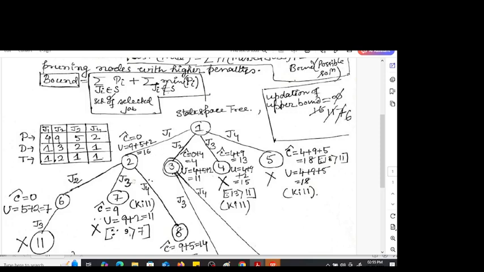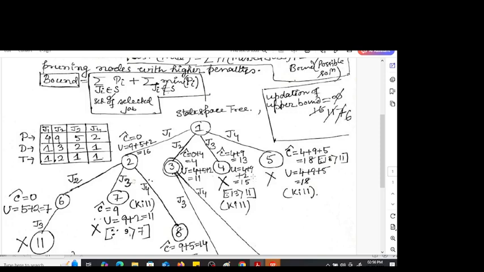If I pick J2, then how much will the cost be? The cost will include the J1 penalty, which is 4. The initial cost of J1 is 0. Once I'm picking J2, it is 0 plus 4, so 4. The upper bound will be J1 plus J3 plus J4 because I have picked J2. So it is 4 plus 5 plus 2, which is 11. Now if I pick job J3, the cost will be up to job J2, that means J1 plus J2, which is 4 plus 9, equal to 13. And the upper bound is 4 plus 9 plus J4, which is 15.